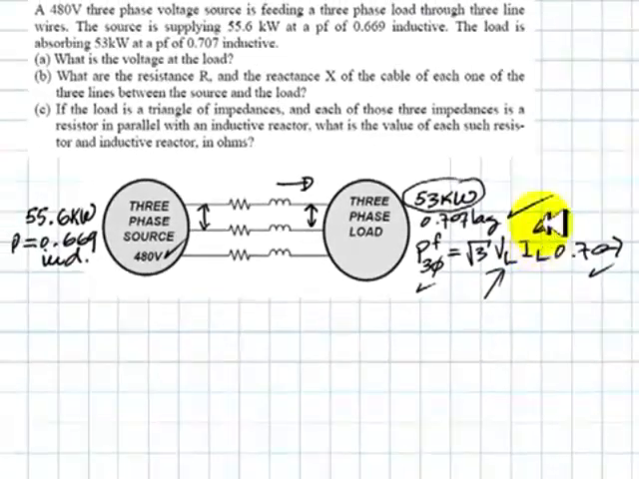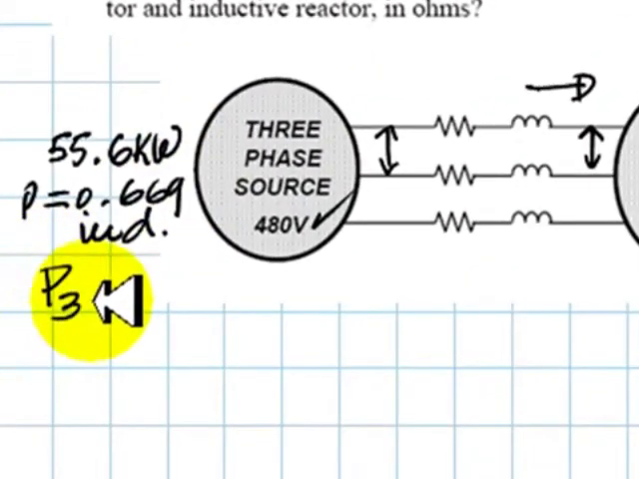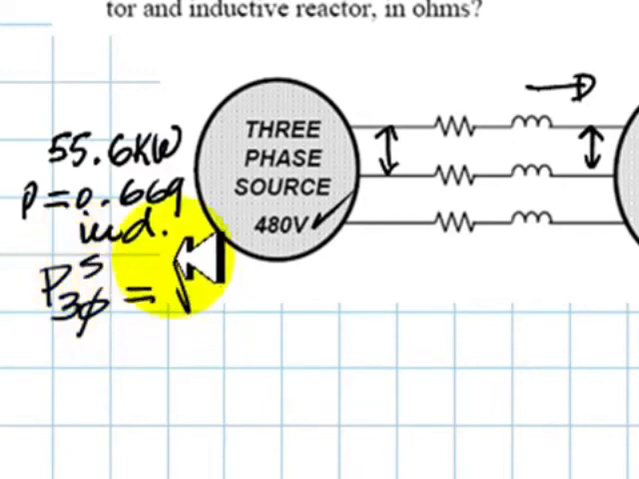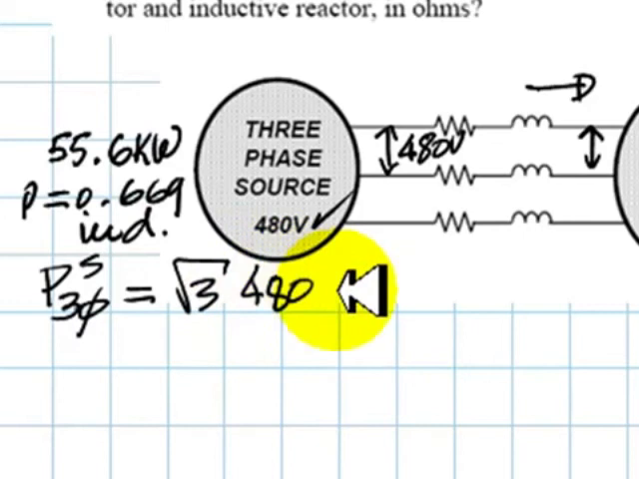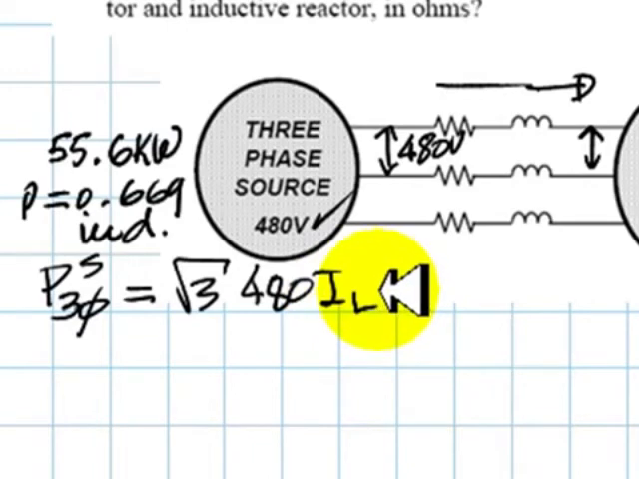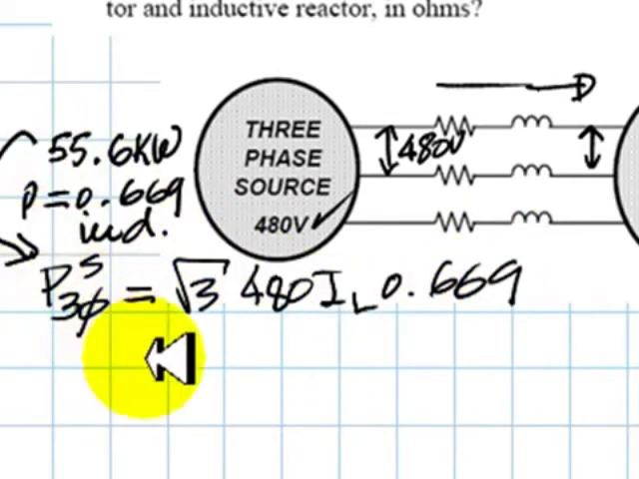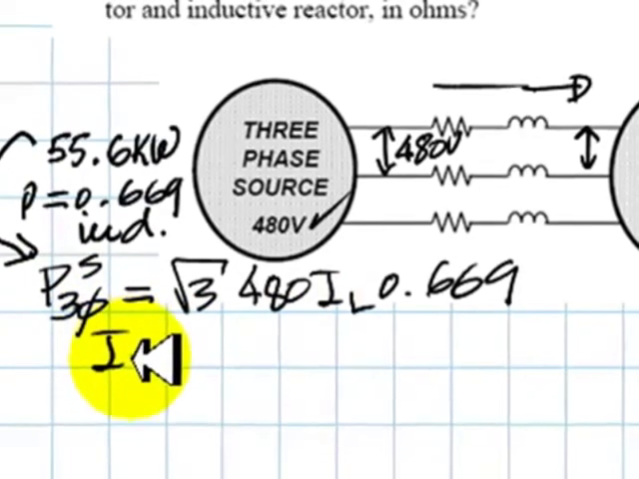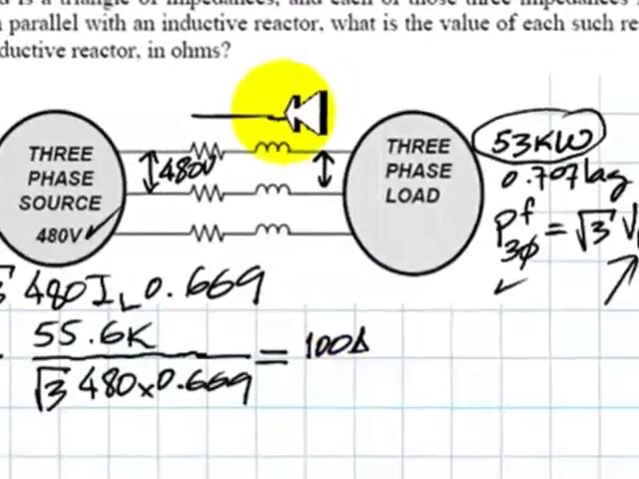Let me turn our attention to the source. Well, in here, the total three-phase power at the source is root 3 times V line, which is this one, which is 480 volts, given and known. 480, that multiplies the current in the line, this one, which is unknown, and multiplies the power factor at the source, which is 0.669. So from this equation, because this is just this total three-phase power, we can obtain the current in the line, like so. 100 amps. That is the current in the line.